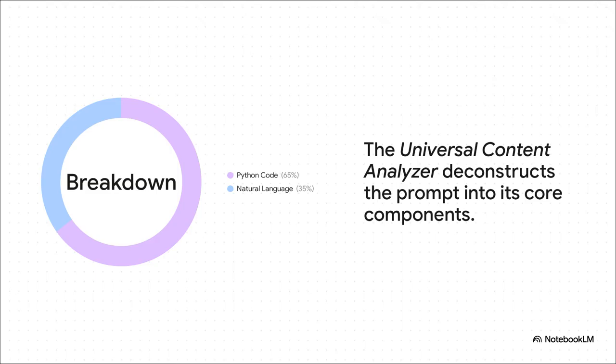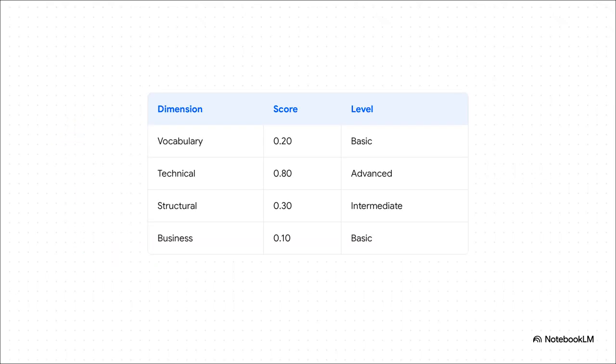It's brilliant. But it goes even deeper. This is where it gets really smart. The sophistication detector then scores the prompt on different levels. It sees, okay, the vocabulary is pretty simple, but the technical content is highly advanced. And knowing this is absolutely crucial for applying the right kind of upgrade later on.